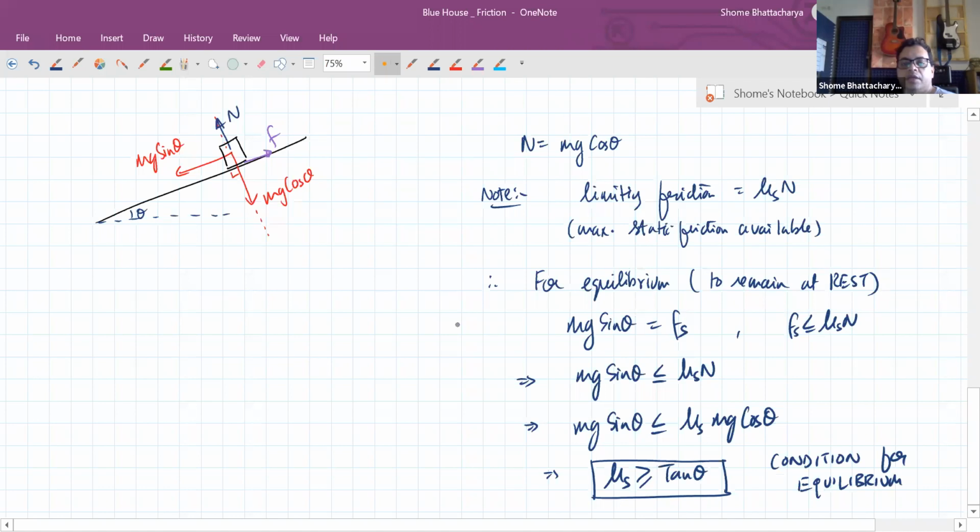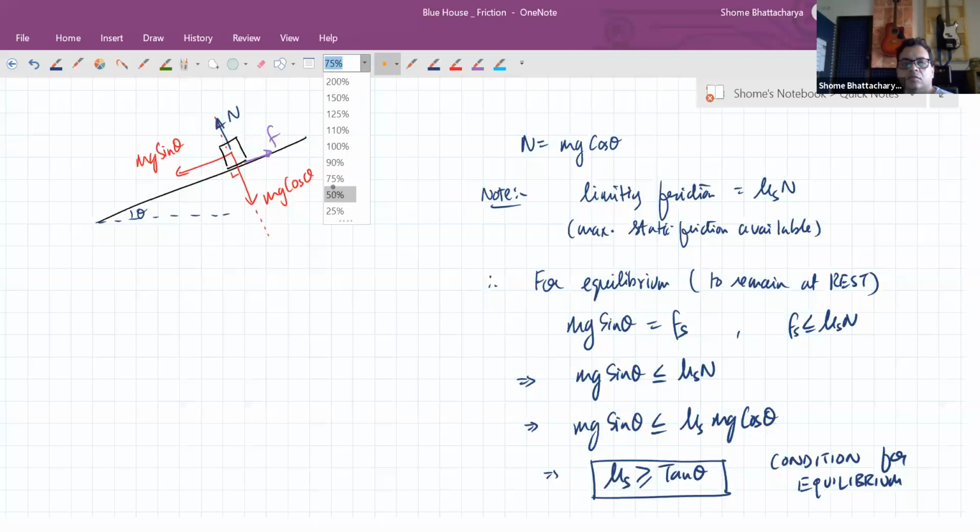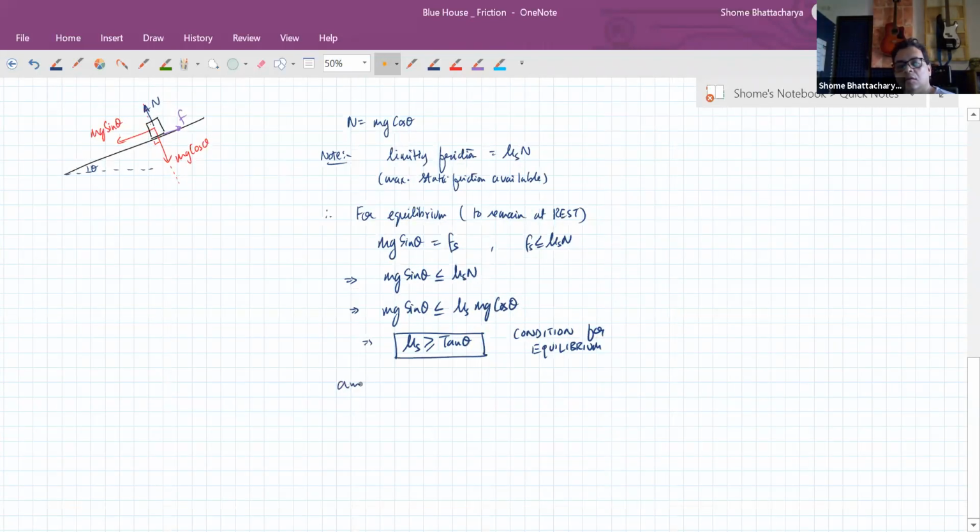And if this condition is satisfied, in this case what will happen is that static friction will balance mg sine theta. Whereas on the other hand, if mu s is less than tan theta, then we can say that slipping will occur.